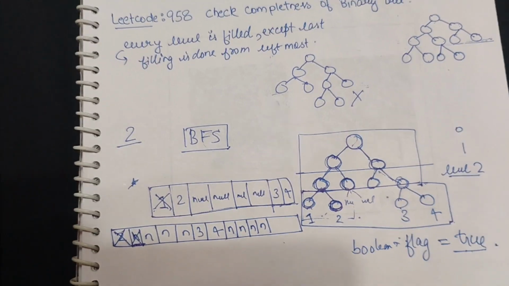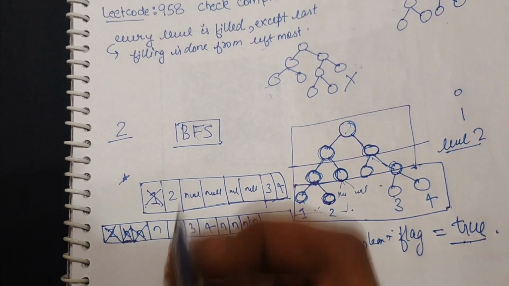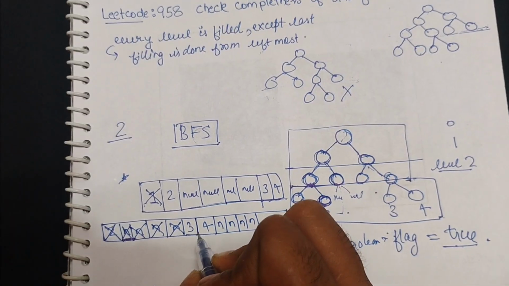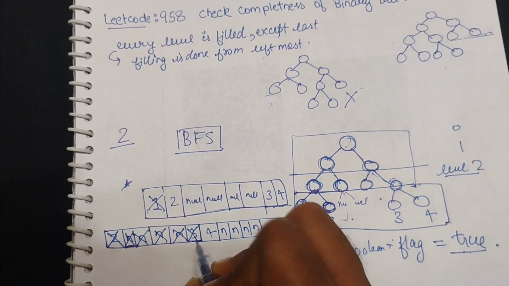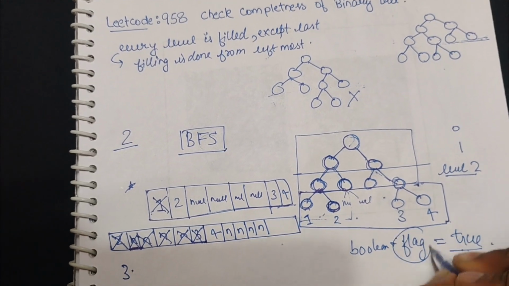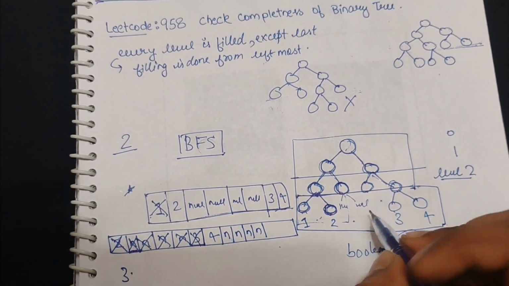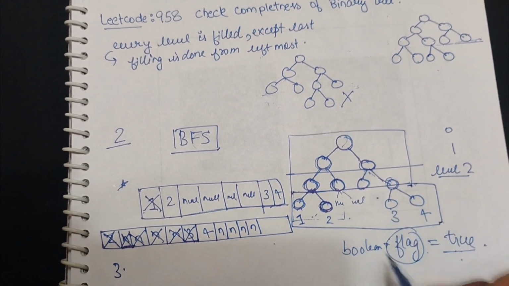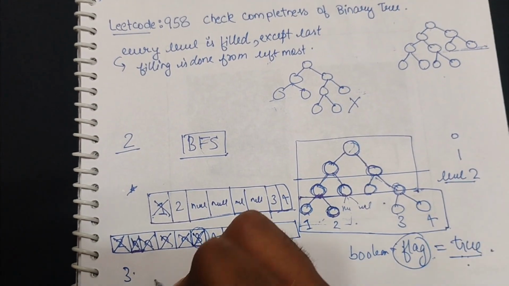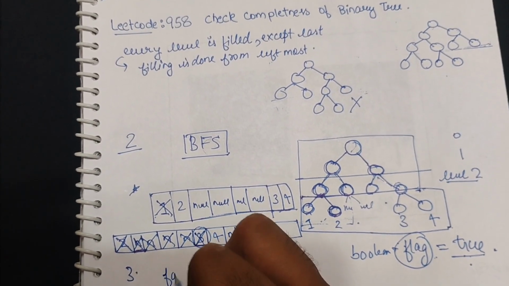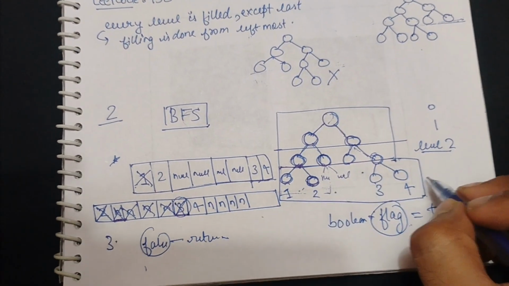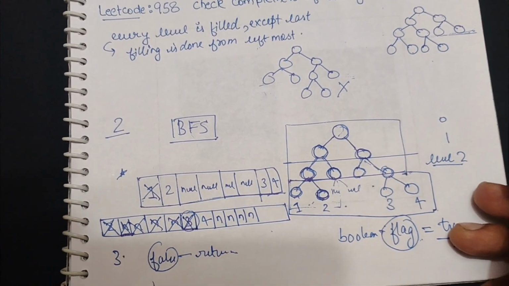If it is already true, I'll ignore it. Again null. So I'll pop out all the nulls. Now I'll get a null node. Okay, I'll pop it out. 3. Before proceeding, I will check, is flag true? That means, has a null come before a non-null node? Yes, it has come. So now I will return false, that no, this is not a complete binary tree.